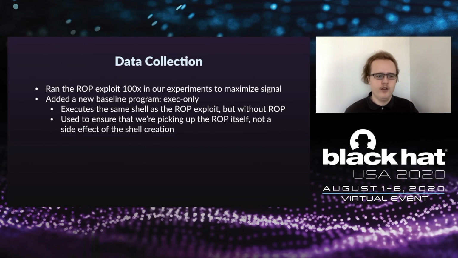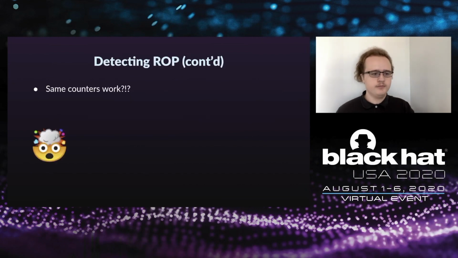We also added a new baseline program, which did exactly what the ROP chain did, but without ROPing. So same syscalls, same memory creation, same stack pivoting, all that. And this is just to make sure that we're actually picking up the ROP chain itself and not side effects of whatever the ROP chain is doing.